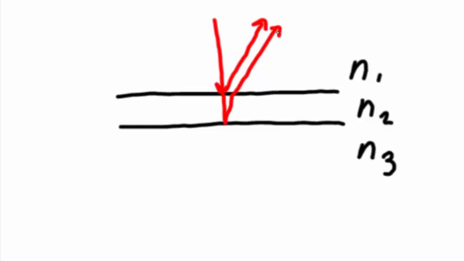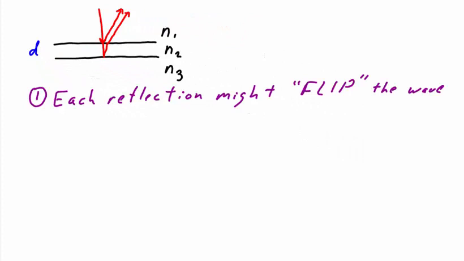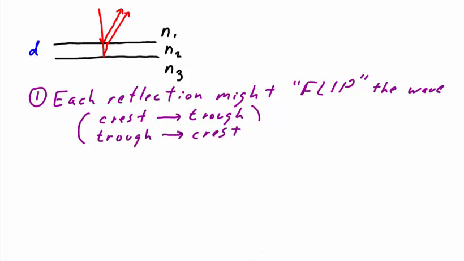These two outgoing red arrows are the ones that we consider to have interference, and we need to understand the conditions that lead to either constructive or destructive interference, assuming that the soap film has some thickness d. Two important aspects deserve our consideration. At each reflection we might flip the wave. What flip means is that an incoming crest of the wave upon reflection would become a trough, and vice versa, an incoming trough of a wave would become a crest under reflection.